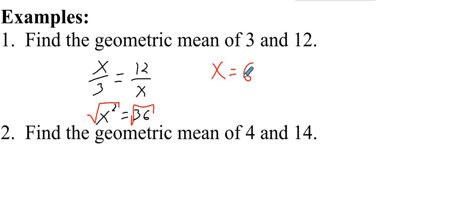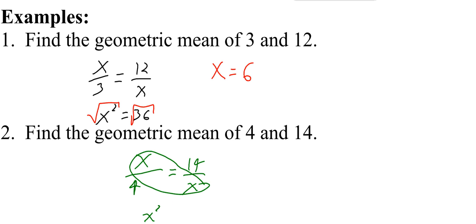Okay, so now the geometric mean of 4 and 14. I set my x's in opposite locations, so when I cross multiply, I get x squared equals 56. I square root both sides. I get x is equal to 7.48. There are more decimals, but we should take it out to at least 2 decimal places.